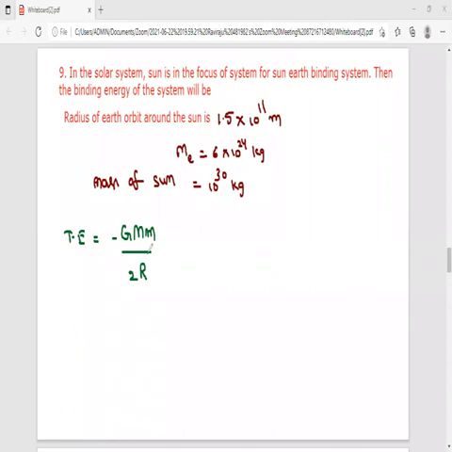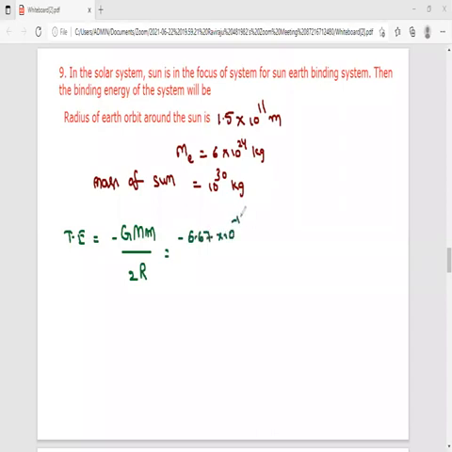Okay, and capital M value is given, mass of the Sun given, mass of the Earth given. And the radius of the Earth's orbit around the Sun is also given. All values are given here, but for total energy you have to just substitute the values. What is the value of G?